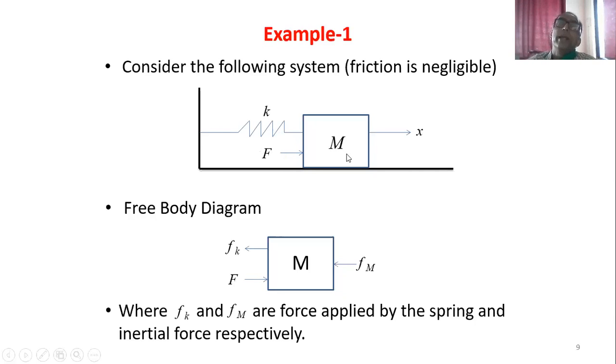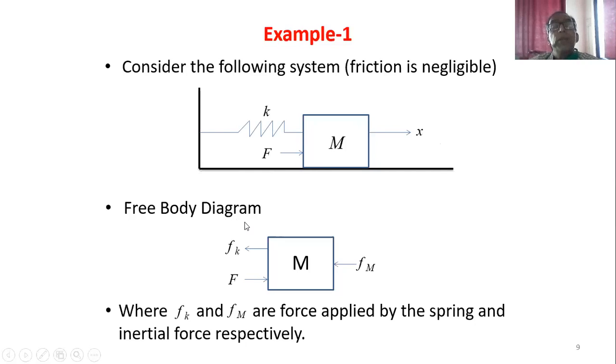So that bogie is represented by using such a mass, and the springs are there. In some cases, there will be some dampers also. In this problem, the damper is not considered. So friction is negligible. This is assumed. It's a simple case of a spring mass system, and I'm applying some external force. So if such a problem is given, now I can show some hatching here to show the fixed end. So it's a spring mass system.